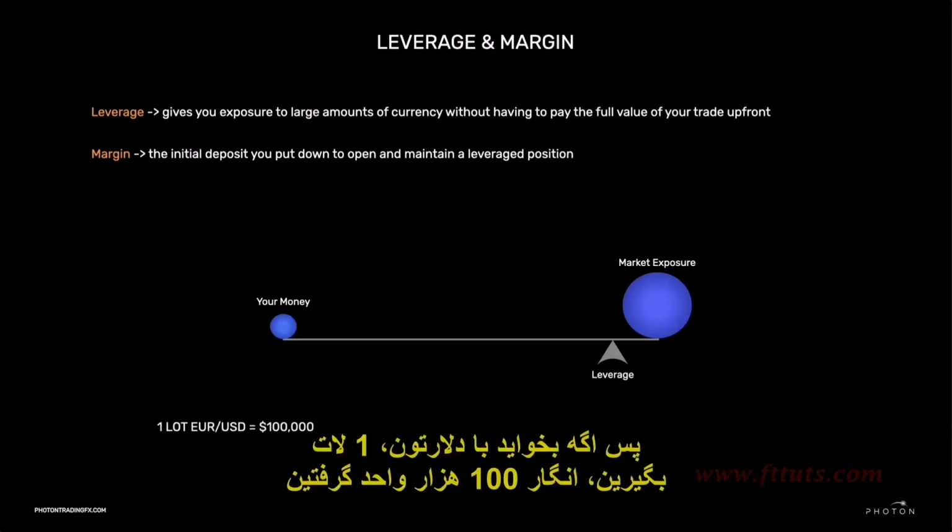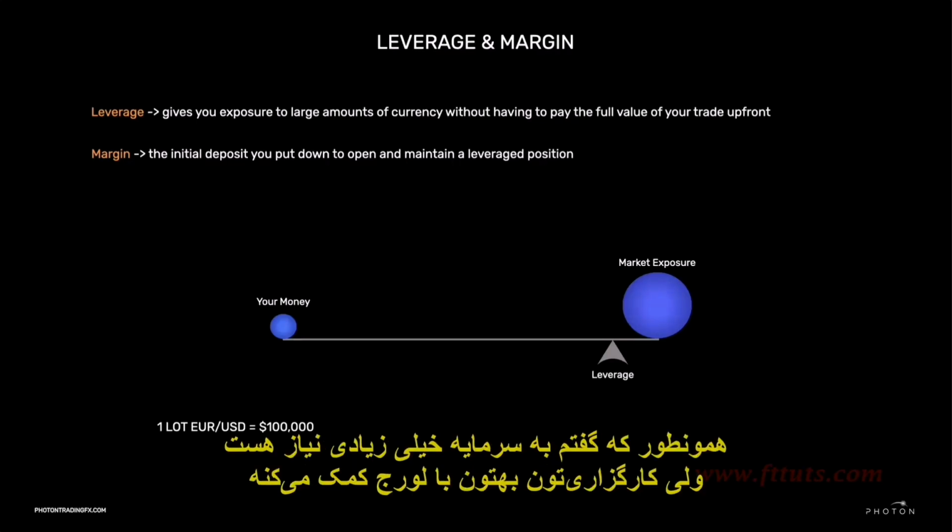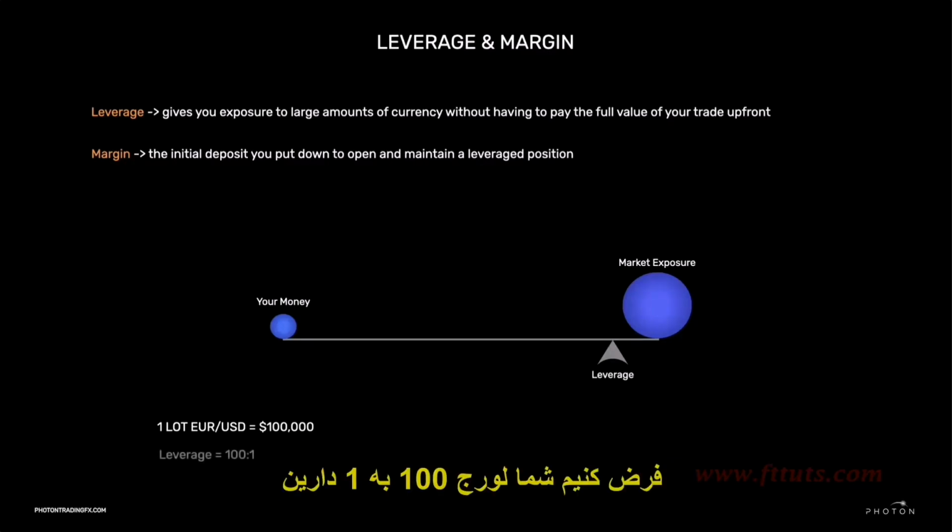So if you were to buy one lot of euro-dollar, you would be buying 100,000 units, right? Now, like I was saying, that's a lot of money to put up, but your broker helps you out by giving you leverage. So let's say you have a 100 to 1 leverage ratio.